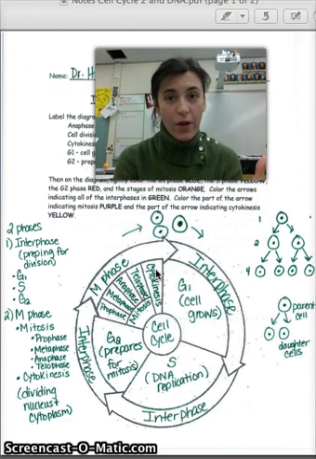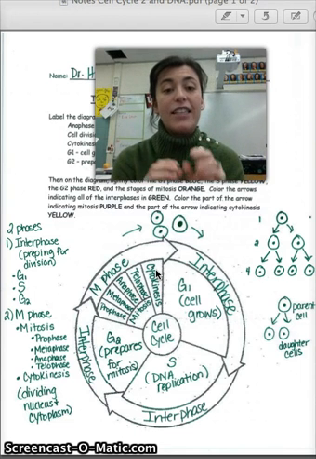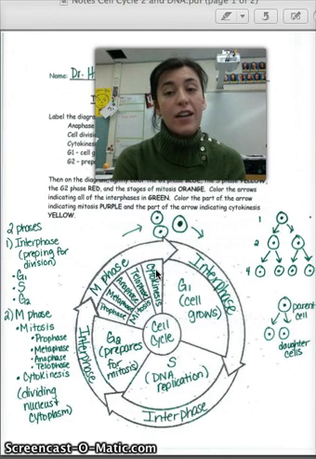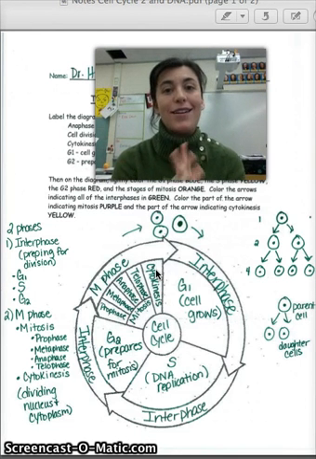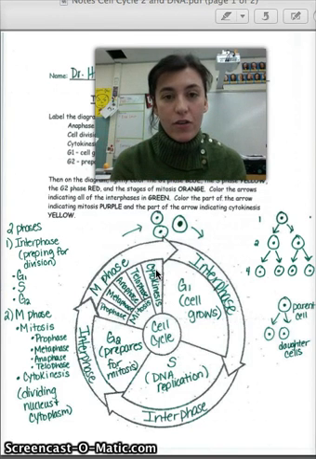Cool? Okay. The next phase we're going to talk about in detail is mitosis. We'll talk about that in a further video because that's going to take a little bit more in depth. But this is overall just the cell cycle itself.